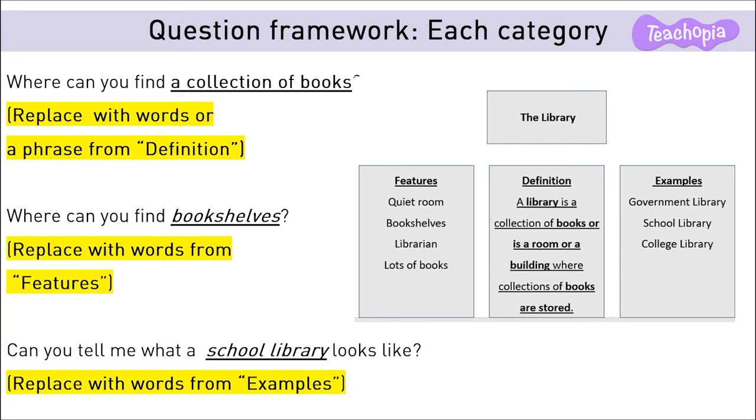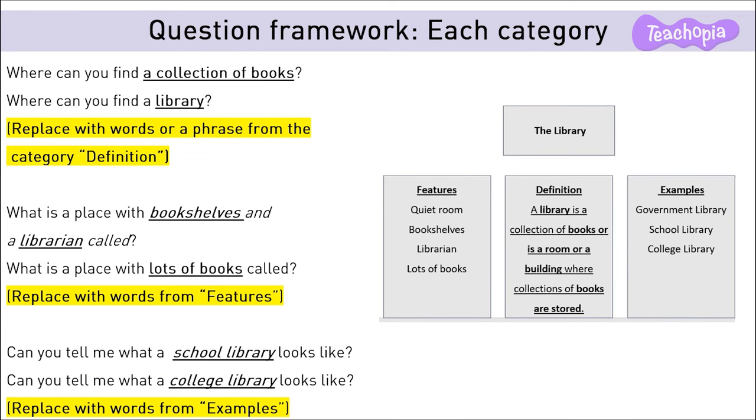Then comes the next question framework, that is, can you tell me what a school library looks like? Here, you can replace the word school library from the category of examples. Here are some more questions that we can frame using this vocabulary set. That is, where can you find a collection of books and where can you find a library can be two question frameworks where you can replace the underlined words from the words or phrases from the category definition. And then comes the category of features where you can use these two question frameworks like what is a place with bookshelves and a librarian called? What is a place with lots of books called? You can replace the words bookshelves, librarian, and lots of books with the other words from the category of features.